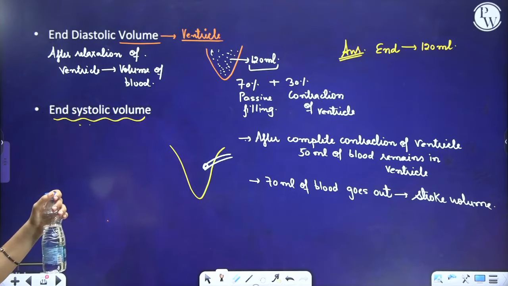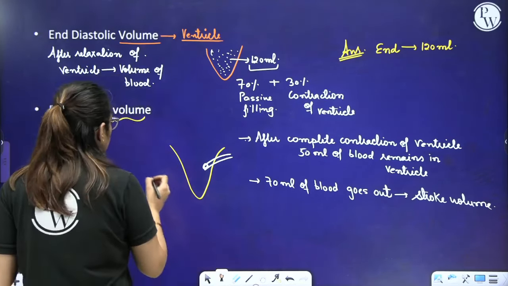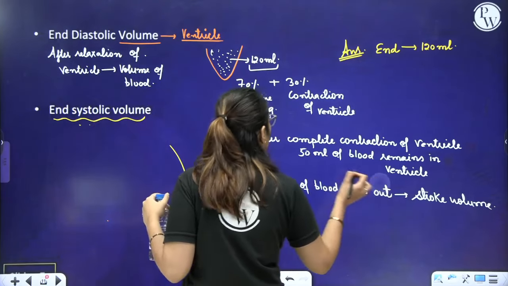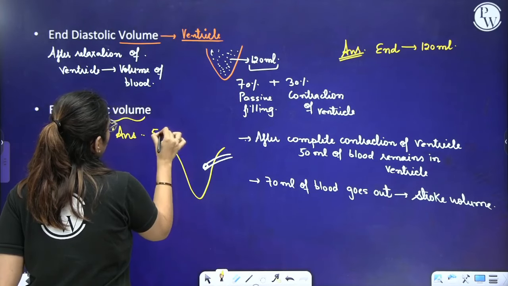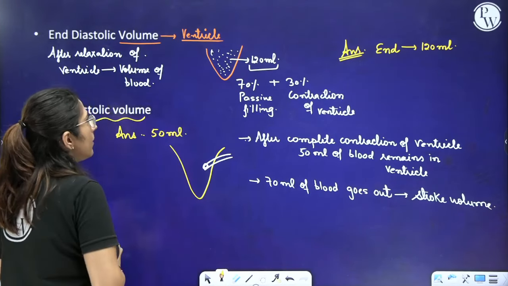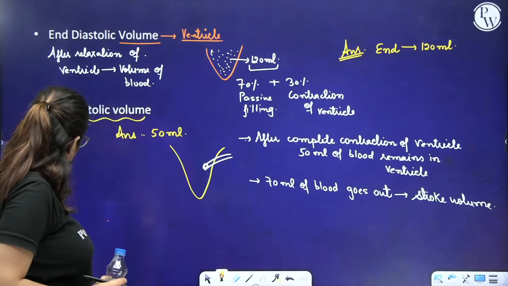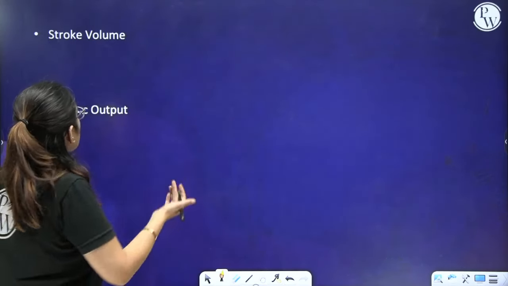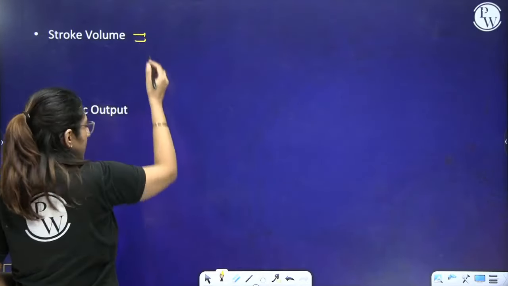See, this topic is interesting, and you will be able to understand it only when you have clear concept knowledge. Clear? So for this particular category, the answer is 50 ml. For end diastolic volume, 120 ml. For end systolic volume, hope it is clear. Now, what is the stroke volume? How much do they pump? What does that mean? Let's write.